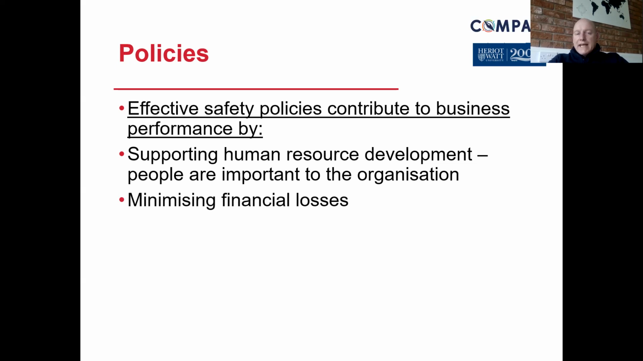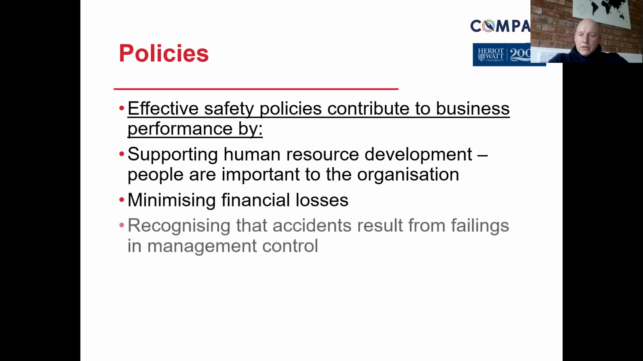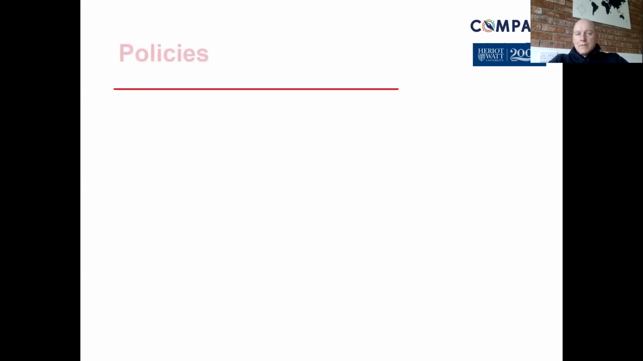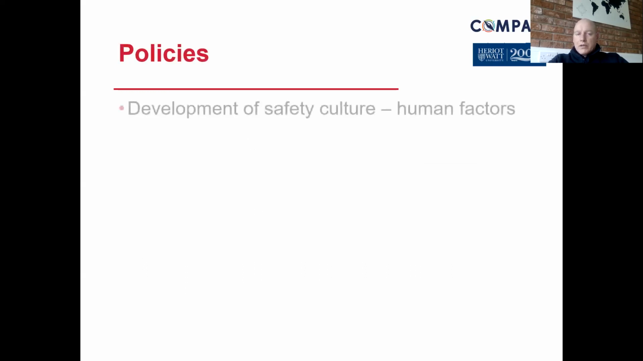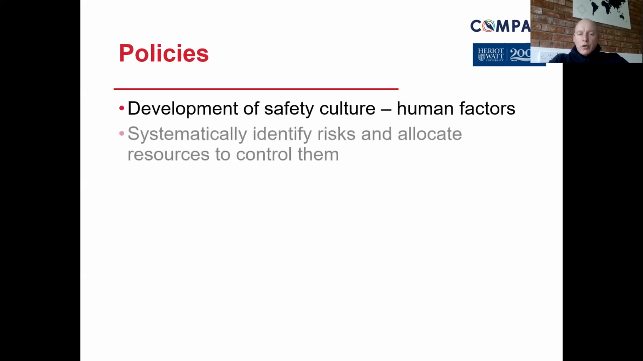Minimizing losses of any kind, obviously. Financial losses are going to drive many companies. Reducing your accidents from failings and having a better control around your management system is a big part of what the policy should conclude. Think about the culture, and as I was saying before, the human factors, systematically identifying the risks and allocating resources to control them.